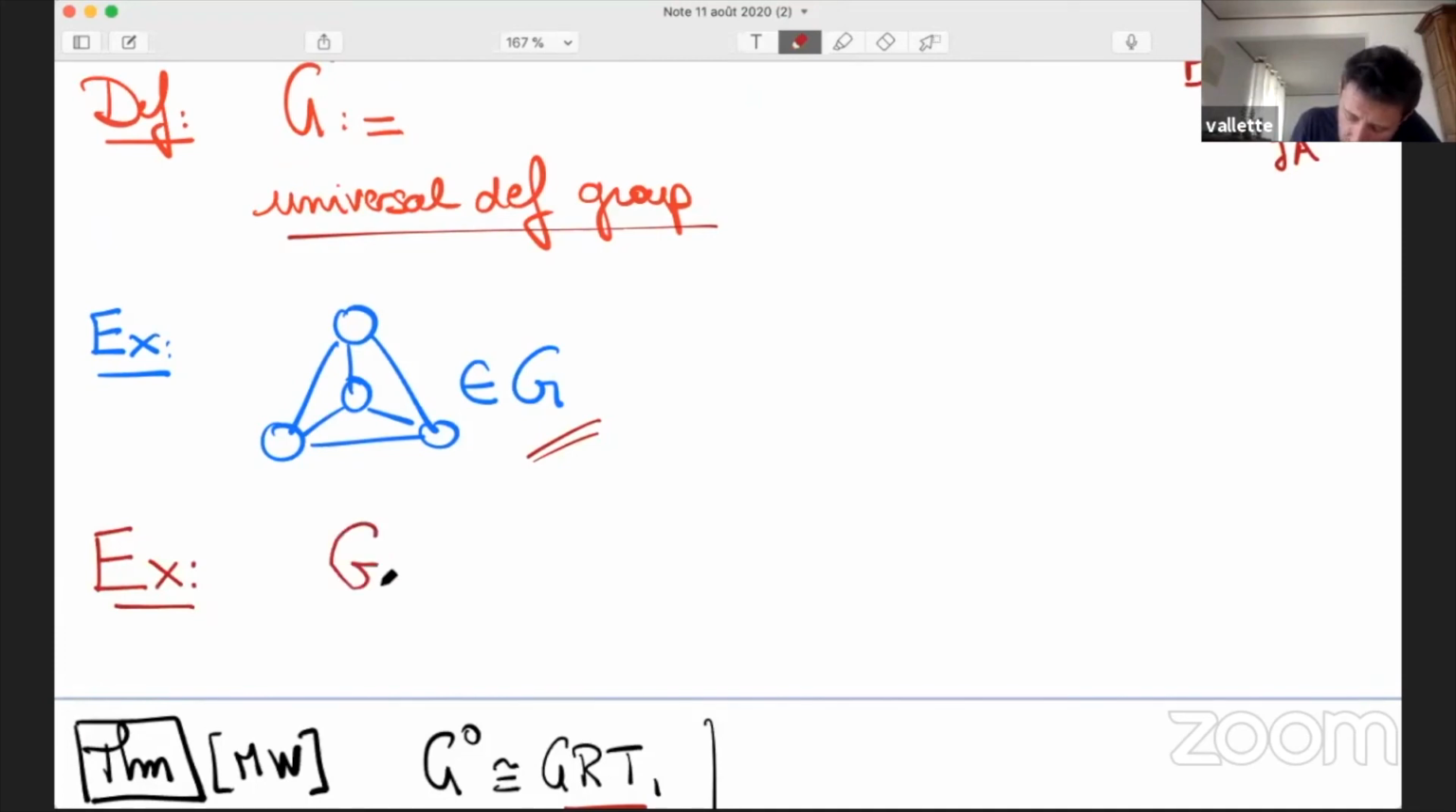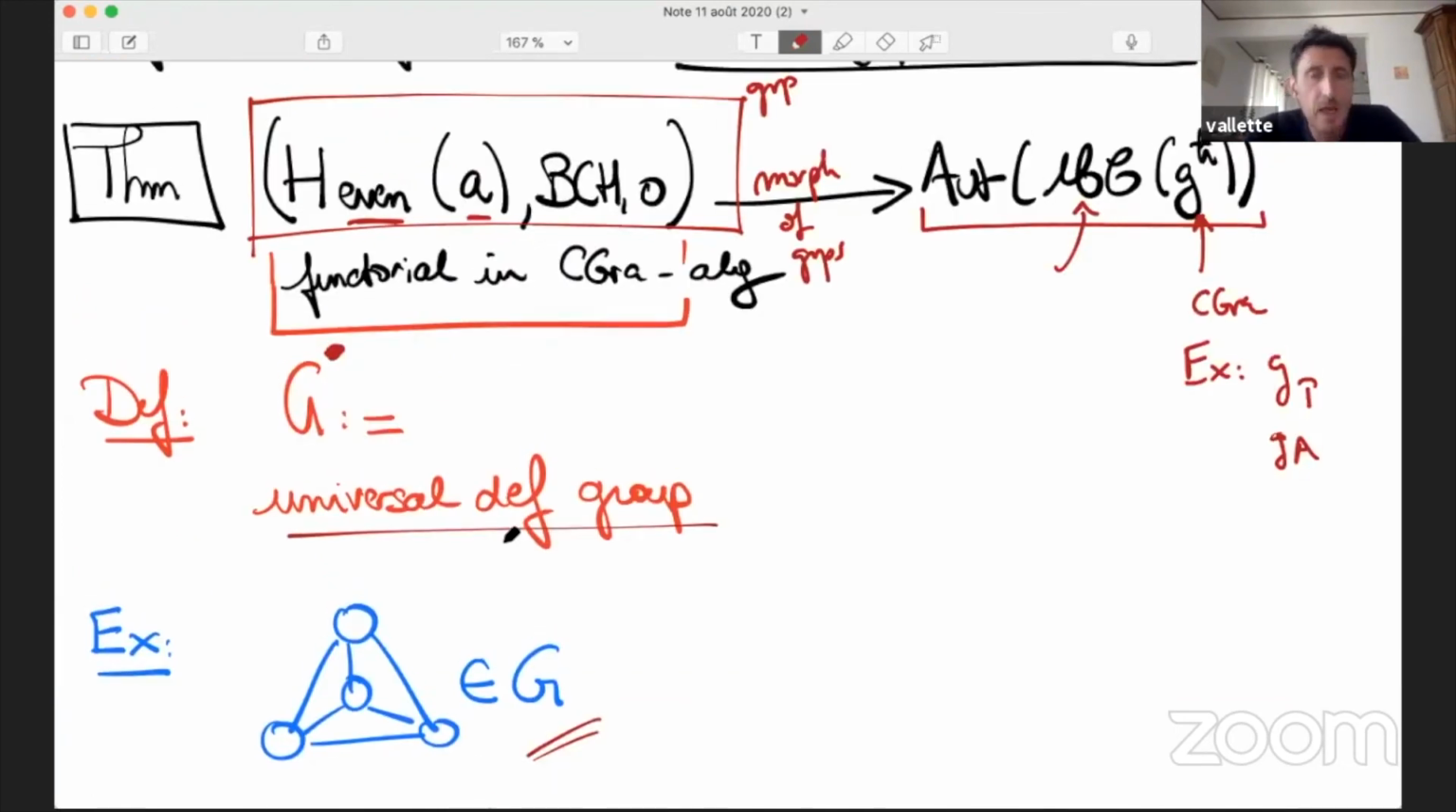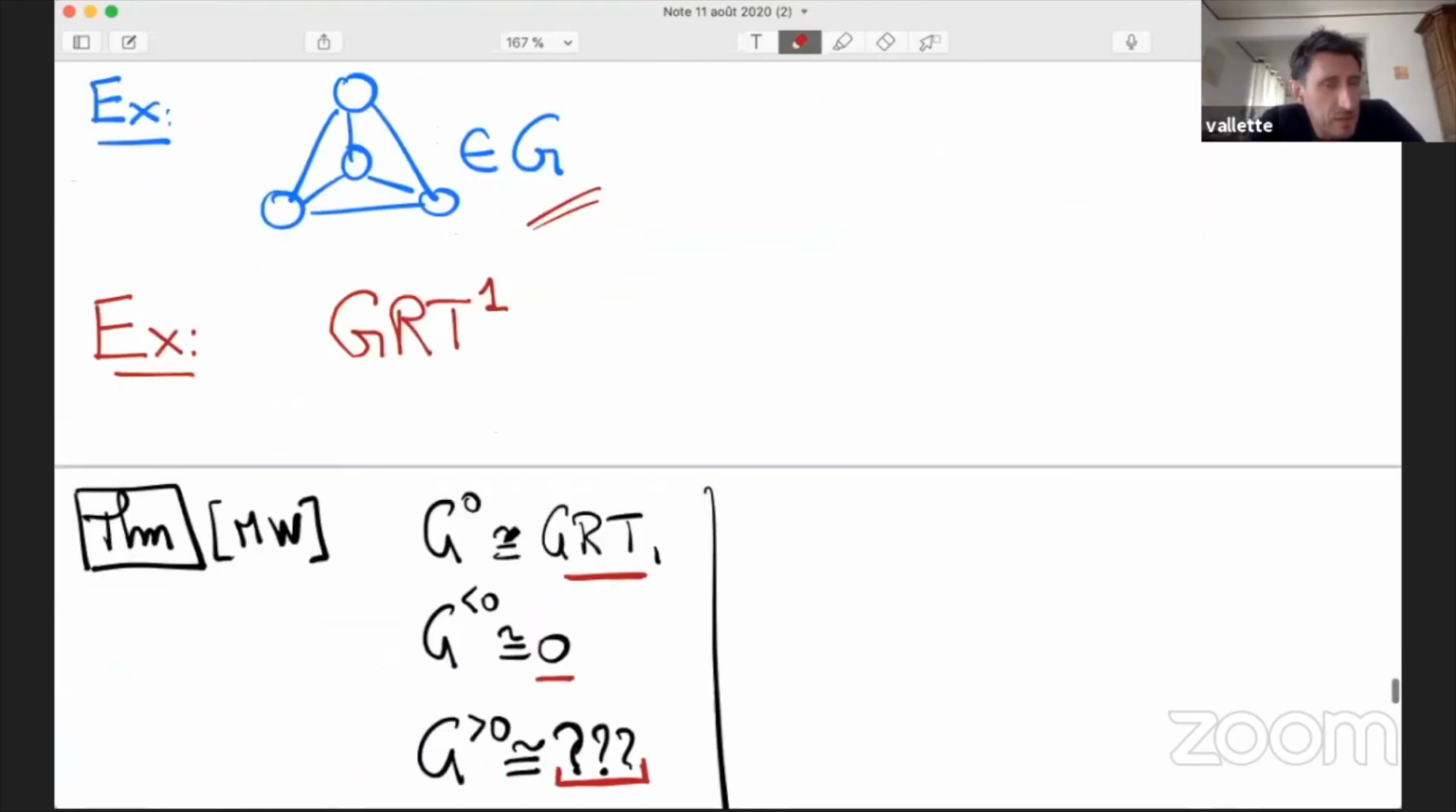Here you have at least GRT1. But please, keep in mind that this definition is very general and universal. We are happy to find GRT1 at degree 0. It would be lovely, but nobody knows how to compute this. What is G with positive cohomological degree?